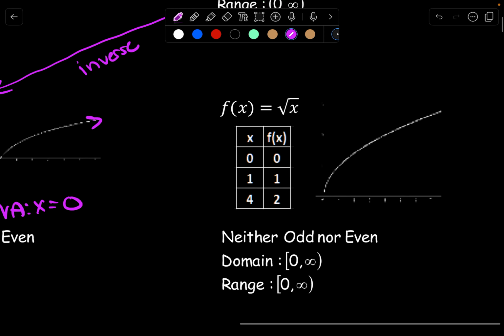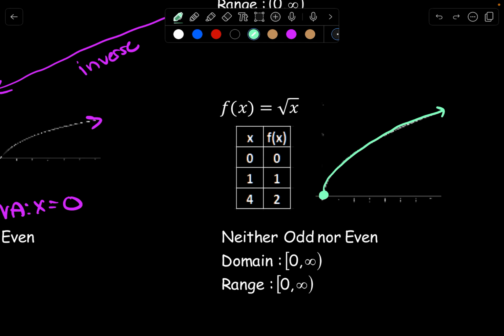All right, the next function is going to be the square root of x. This one does start at the origin 0, 0, and then it is going to go on forever in the positive direction for x values and y values. Our special points are going to be 0, 1, and 2. And then we have 0, 1, and 4.